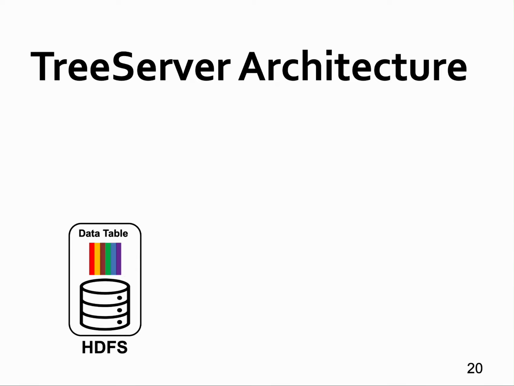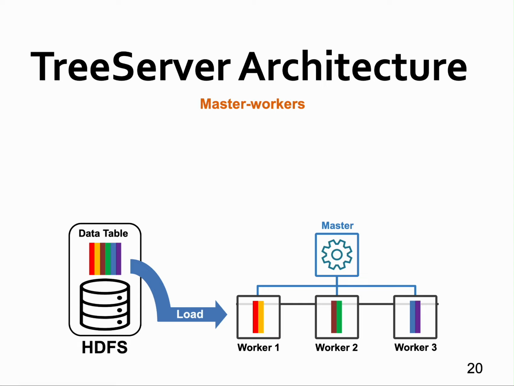Next, let's take a look at our design of TreeServer. Initially, our data table is stored on Hadoop distributed file system organized in column major order. TreeServer adopts a master workers architecture where the columns are loaded into the memory of different workers. Each column has multiple replicas in different workers for fault tolerance and to provide more worker candidates in taking column-related tasks to improve load balancing.